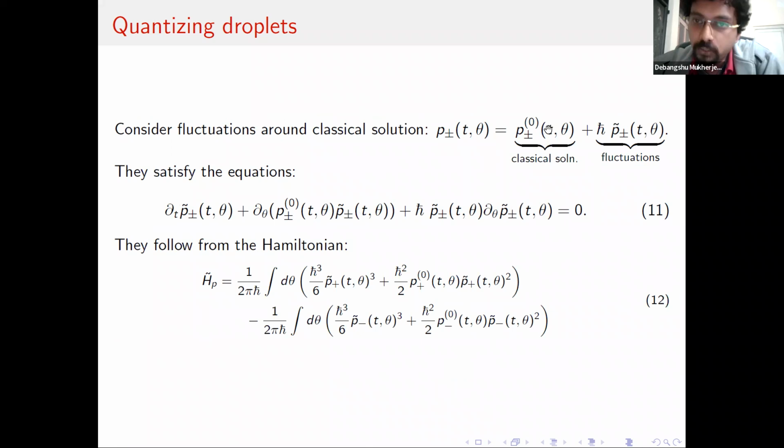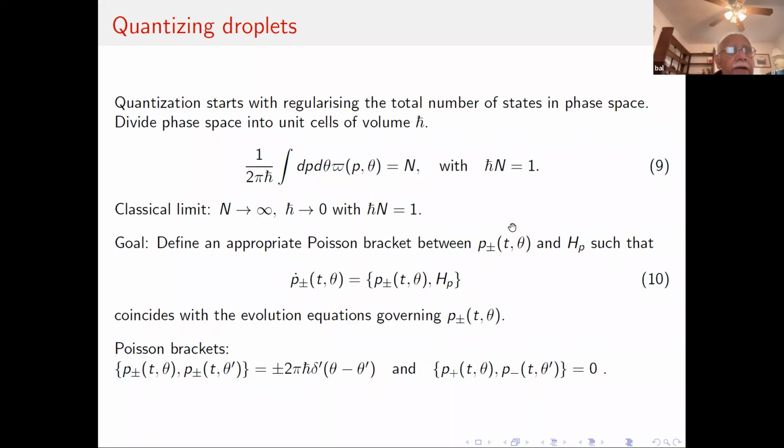Now consider fluctuations around any specific classical solution. Can you see the previous equation, please? Yes. Is P plus self-adjoint or no? What is a star actually on P plus or P minus? What is P plus dagger? Yes, I understand.